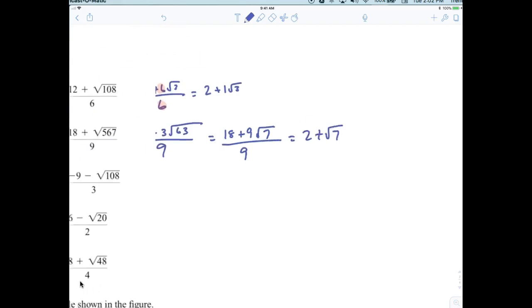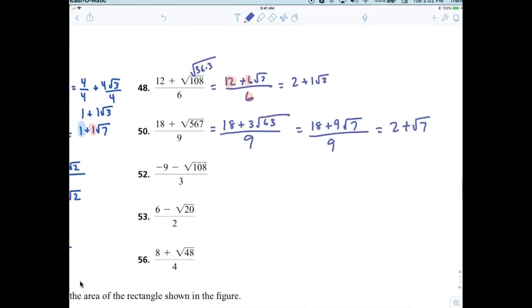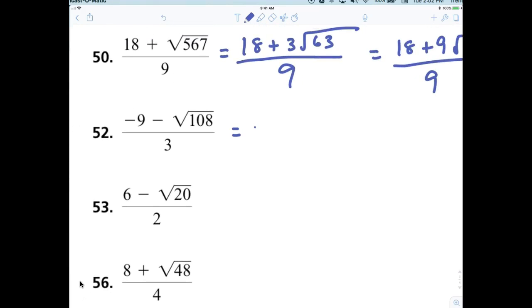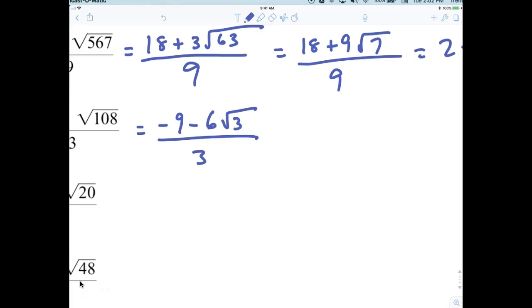All right. Now, wow, how many times are we going to do 108? A lot. All right, so this is negative 9 minus 6 radical 3 over 3. So then I divide negative 3 minus 2 radical 3.